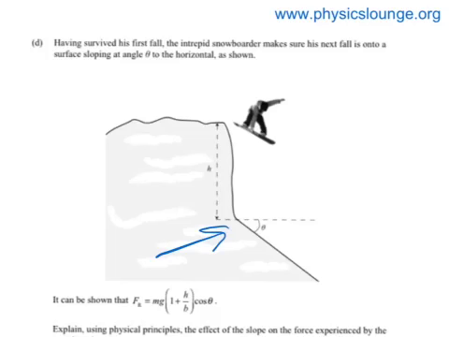It can be shown that Fr equals mg (1 plus h over b) cos theta. And if you remember earlier, in question number 1, we derived Fr equals mg (1 plus h over b). So the cos theta is a modification to that vertical reaction force, because when it's landing straight down, that was Fr from an earlier question. But now we're interested in modifying that to produce the normal force.